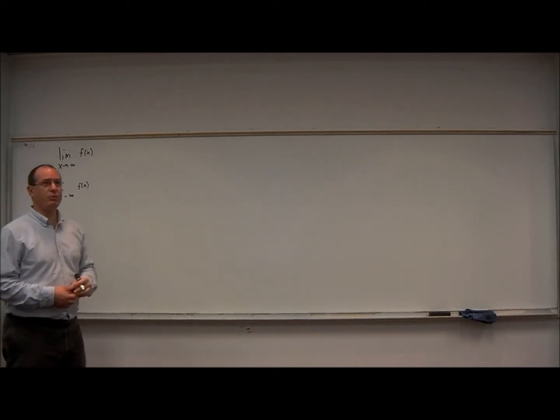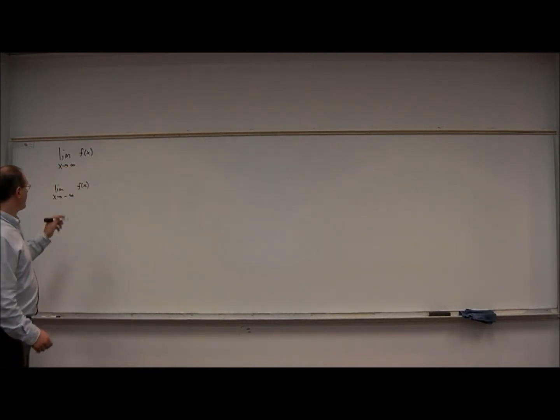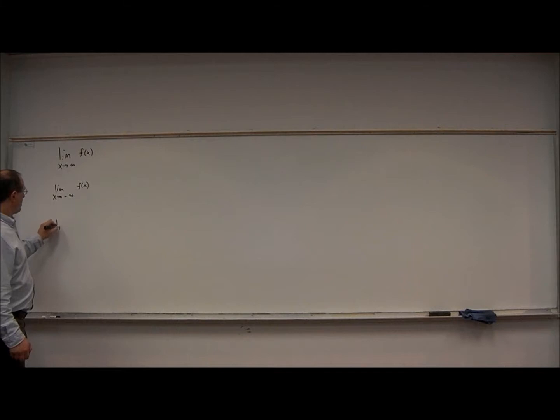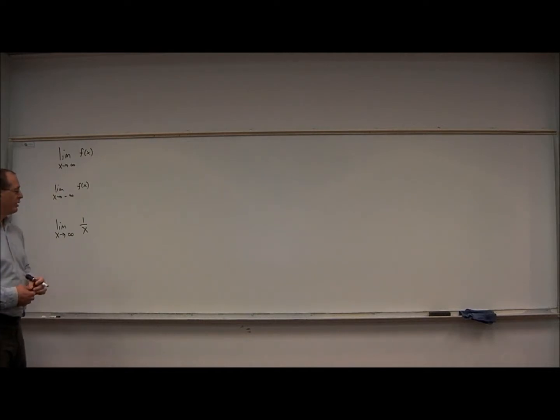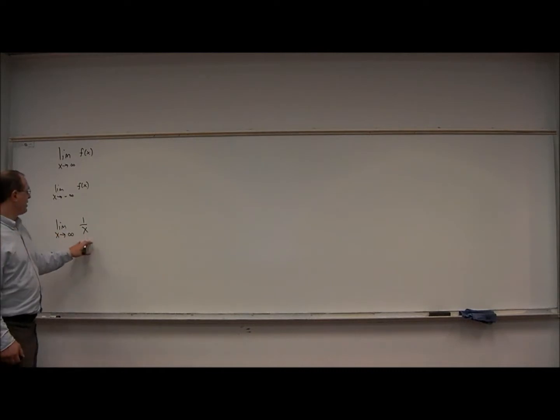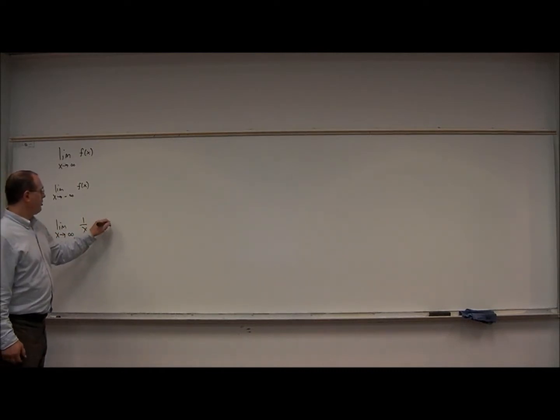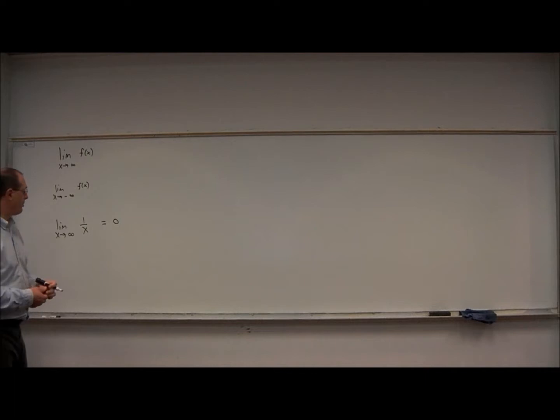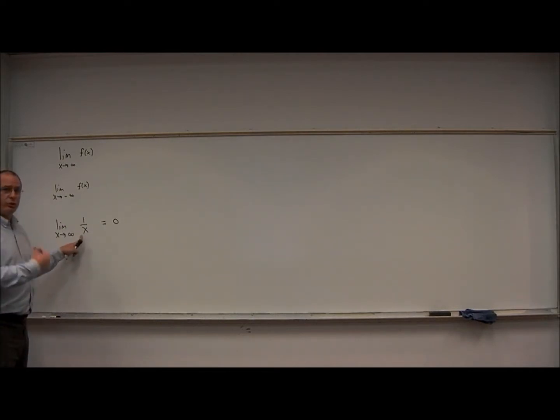And probably the single most important example of such a limit is this one, the limit as x goes to infinity of 1 over x. And this limit is 0, so let's talk about that. What this is saying is as x grows without bound, then its reciprocal will shrink to 0.